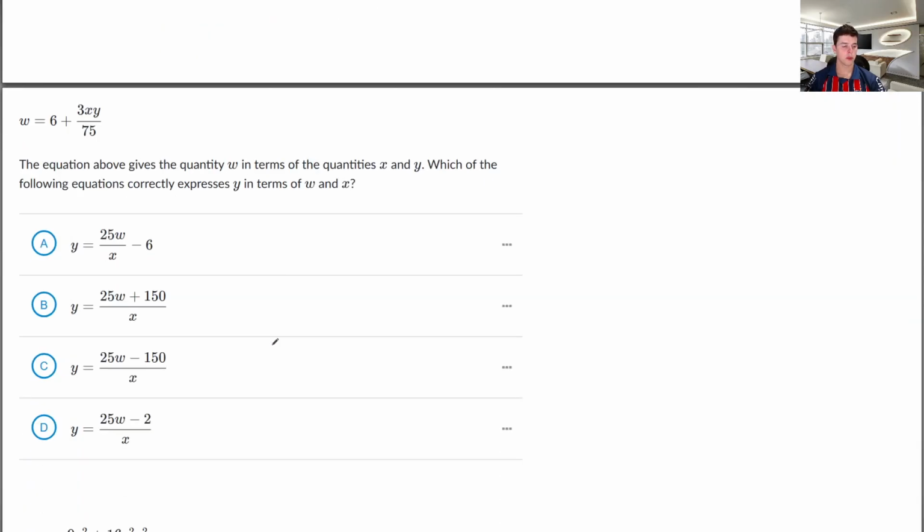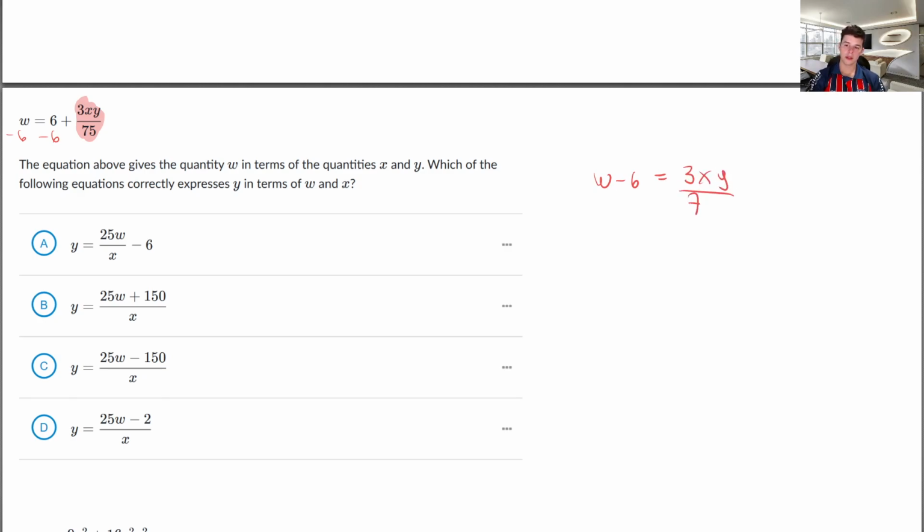Okay, let's do some hard problems here. I'm looking at the equation. I don't care about what the question says because I see that every single answer is solving for y. So I just got to solve for y. So this is the term that the y is attached to right now. So I gotta subtract 6 on both sides. That's the first step.